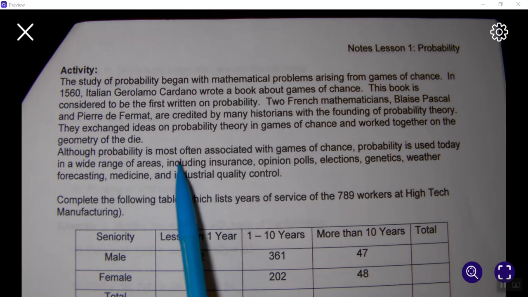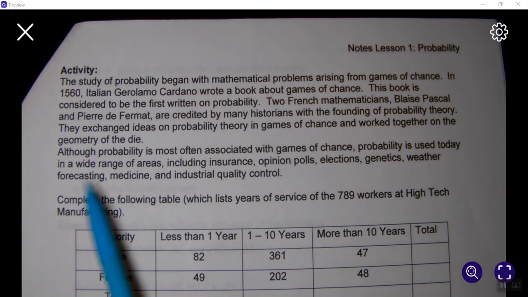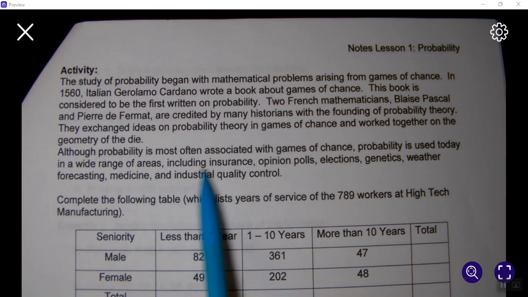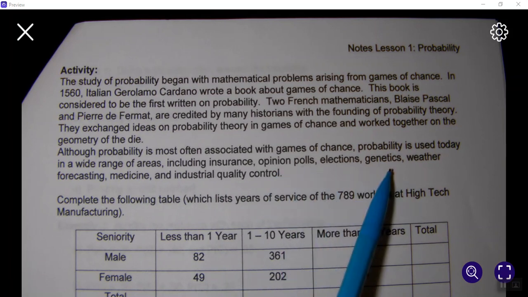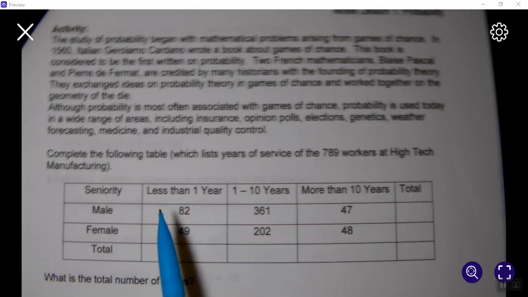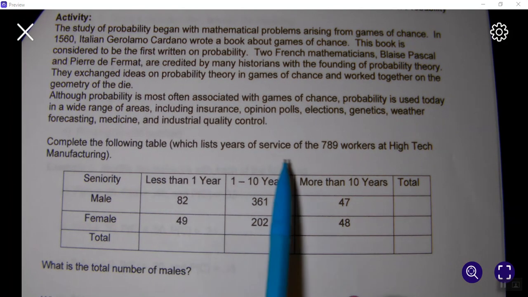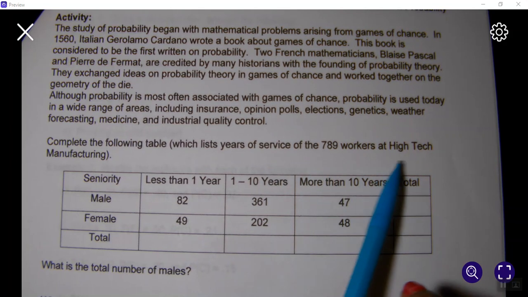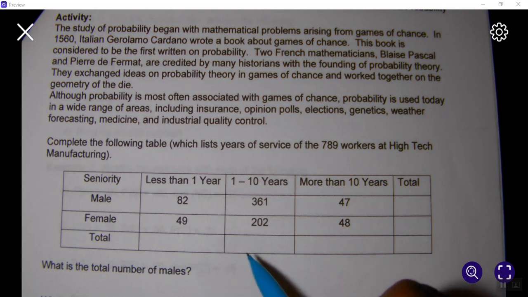Although probability is most often associated with games of chance, probability is used today in a wide range of areas, including insurance, opinion polls, elections, genetics, weather forecasting, medicine, industrial quality control. Okay? So we're going to look at this example. Complete the following table, which lists years of service of 789 workers at a high-tech manufacturing company. All right, so we have this here.